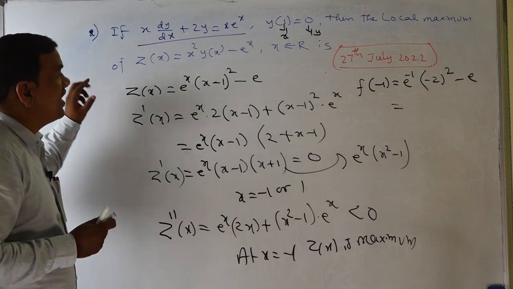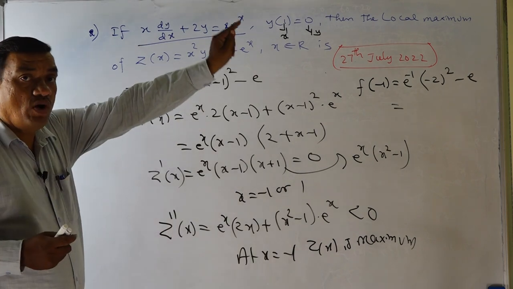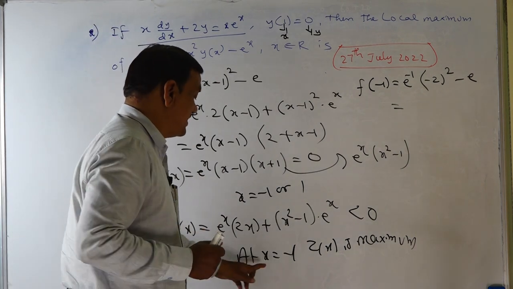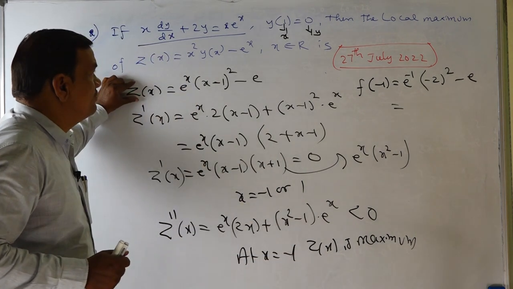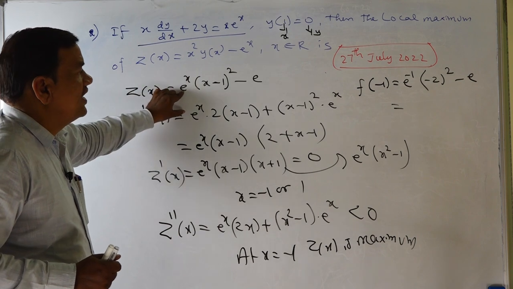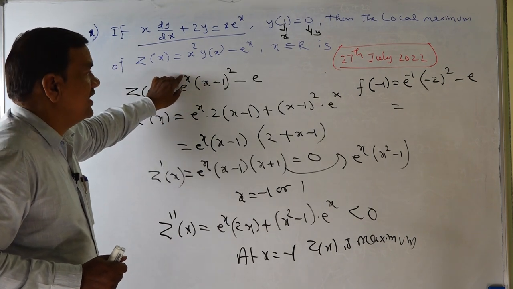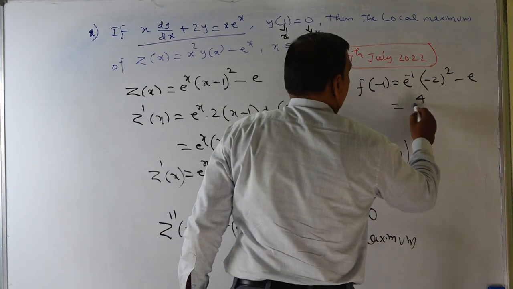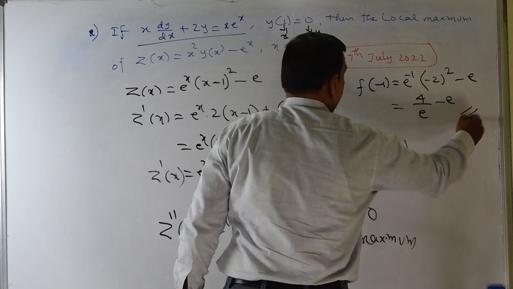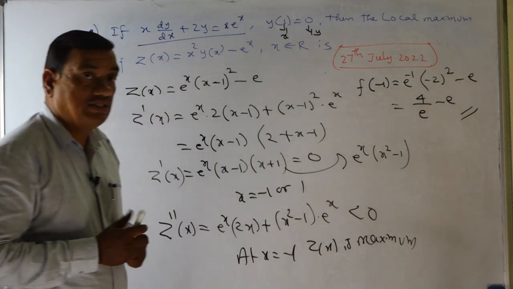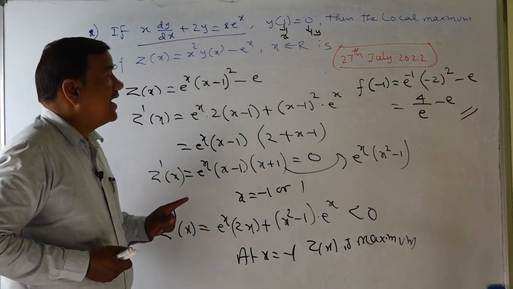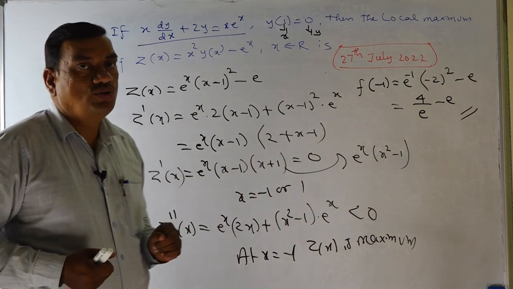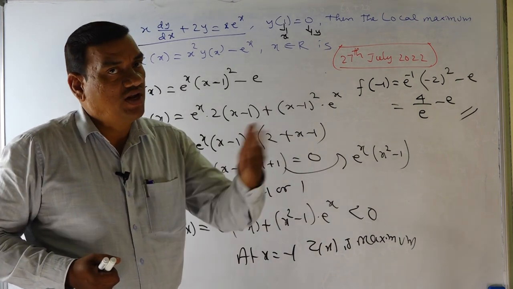So, the maximum value will arise at x is equal to minus 1. What is that maximum value? That means at x is equal to minus 1, this is your z of x function. Substitute x is equal to minus 1 here. So, that is equal to minus 1 minus 2 whole square, so this is equal to 4 by e minus e. That will be your maximum value, and it is obtained at x is equal to minus 1. Okay. So, I hope that you understand this solution. Let us go for the next problem.